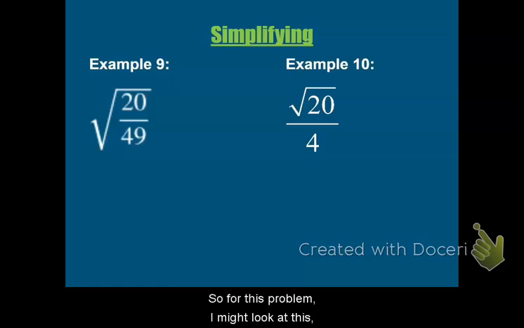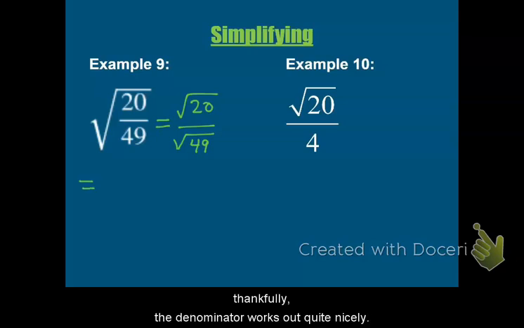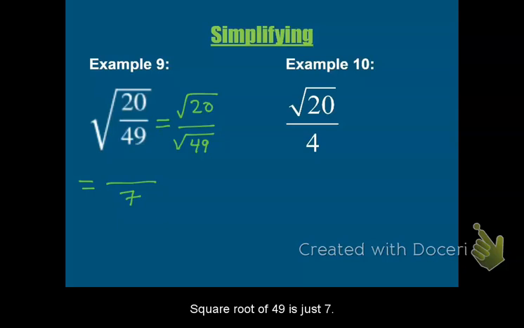So for this problem, I might look at this, and the most obvious thing that I see right away is the fraction. So I'd probably be tempted to start by breaking this up using the quotient property. From there, I see that thankfully the denominator works out quite nicely. Square root of 49 is just 7.